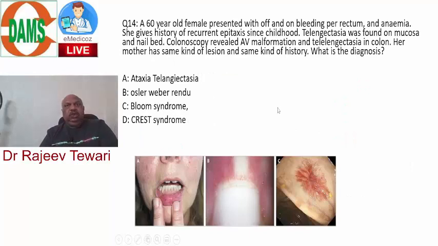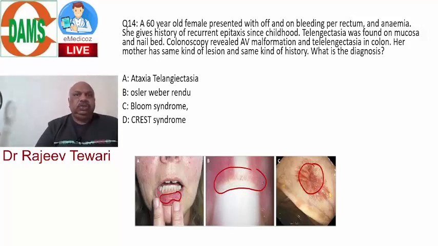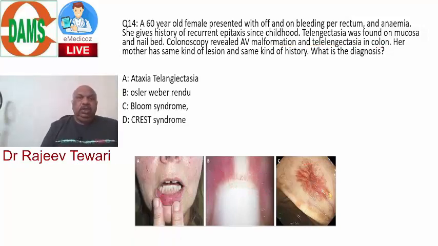A 60-year-old female presented with off and on bleeding per rectum and anemia. She gives history of recurrent epistaxis since childhood. Telangiectasia was found on mucosa and nail bed. So you can see telangiectasia at the nail bed, in the mucosa, in the GIT, and she is bleeding. What is the most probable diagnosis? Colonoscopy revealed AV malformation and telangiectasia.